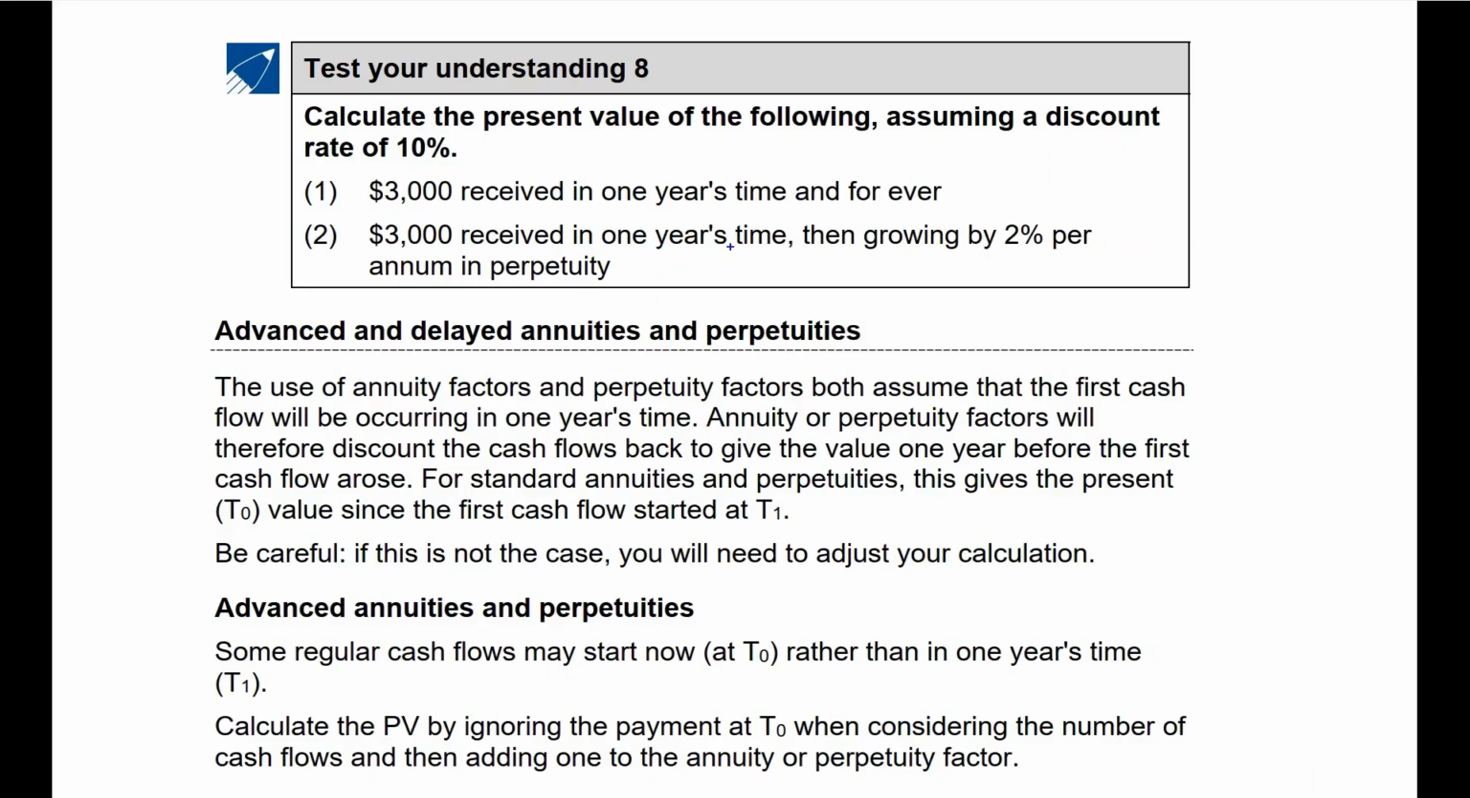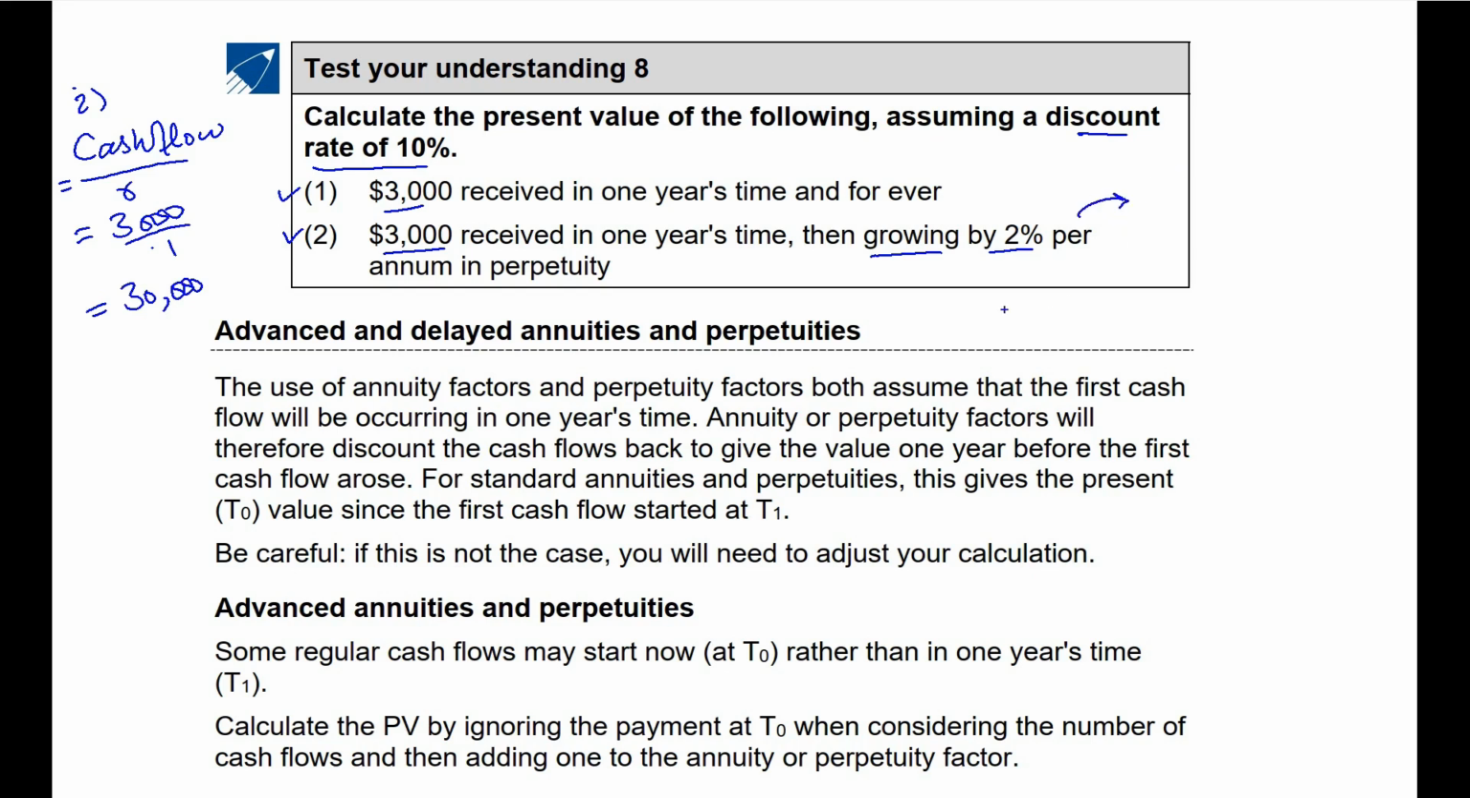Here we have another example related to perpetuities. We have two different scenarios here, but the value and discount rate are the same for both of these scenarios. The only difference is there is no growth in the first scenario, but we have growth of 2% per annum in scenario number 2. So let's solve it one by one. In the first case we will do it simply by using this formula. For example, 3000 divided by 0.1, and we will get 30,000 as a result.